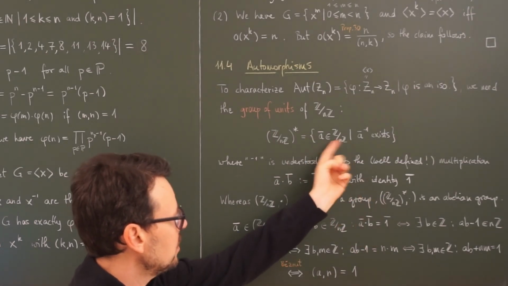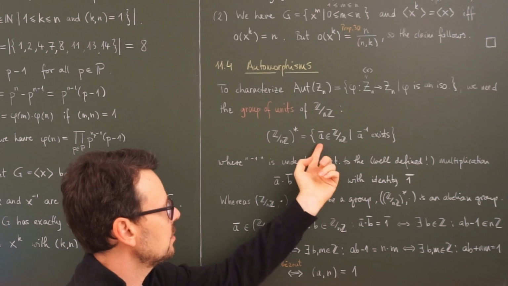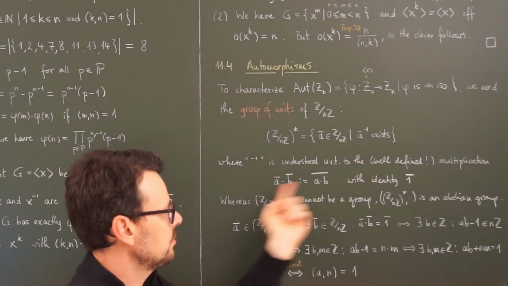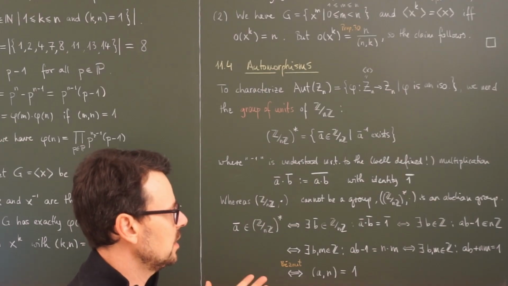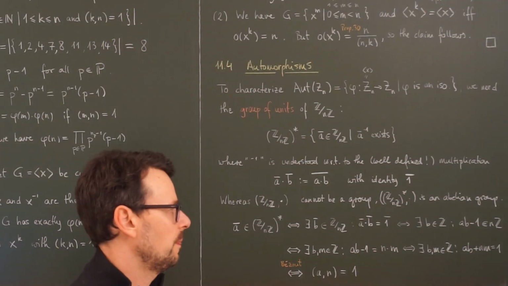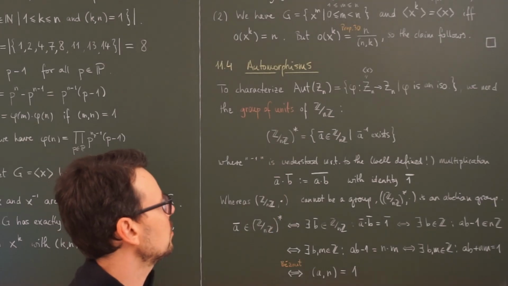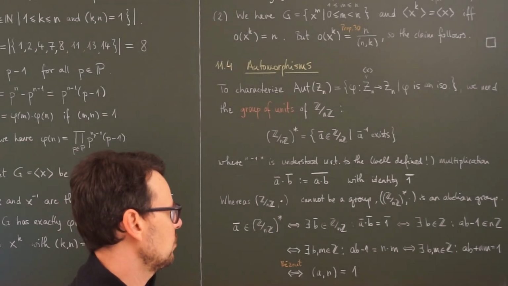But if I take this condition here, if I take all the residue classes that have an inverse with respect to this multiplication, it is easy to check that this indeed is an abelian group. And with this so-called group of units, we are going to work.